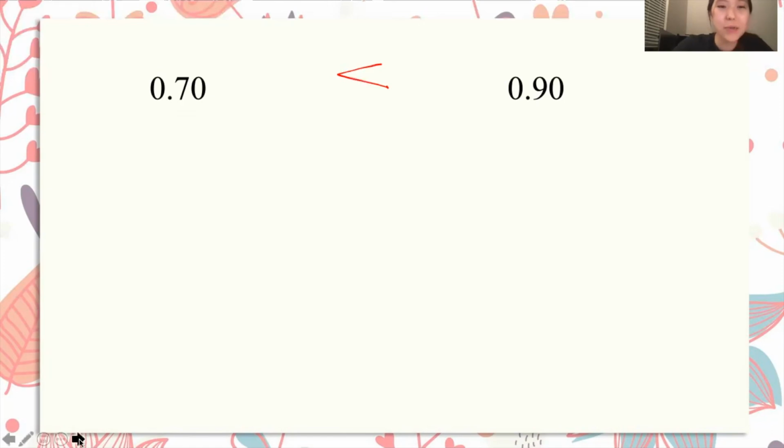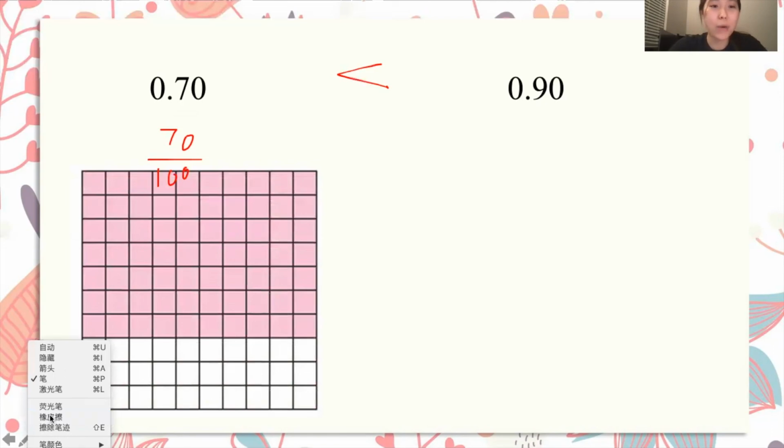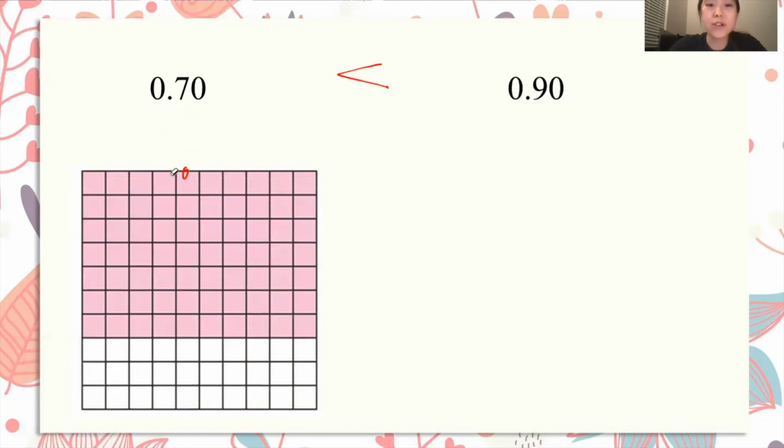So for the first one, 70/100, we can write in fraction, 70 out of 100. It means we can divide our unit square into 100 equal parts, and then we shaded 70 parts of them. 10, 20, 30, 40, 50, 60, 70.